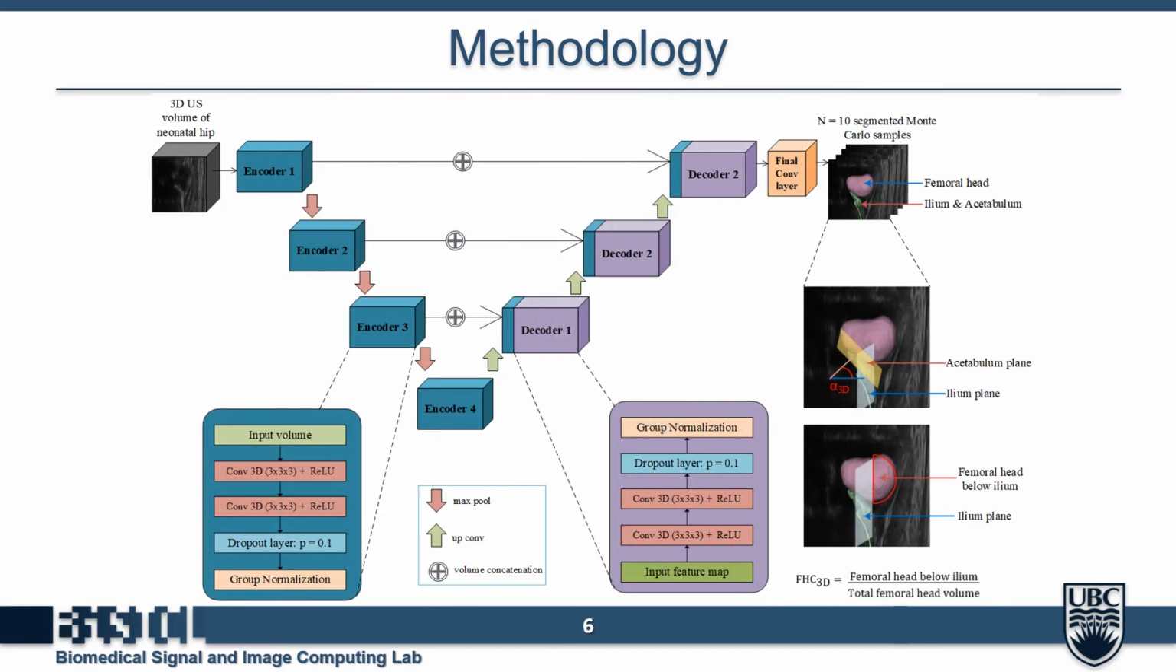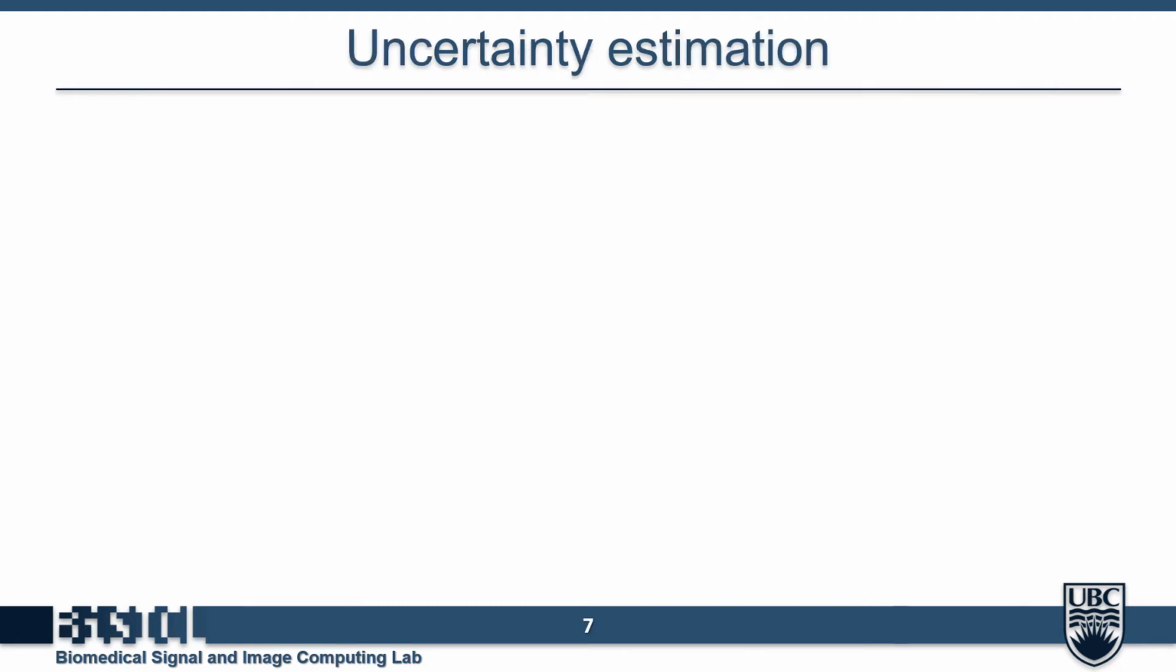We use a 3D U-Net architecture for segmenting the bone surfaces. We feed forward a 3D ultrasound volume to the U-Net architecture. We use Gal et al.'s approach of predicting the model uncertainty by enabling dropout at test time to generate the Monte Carlo samples. We extract the suitable DDH metrics, like 3D alpha and 3D femoral head coverage, from the segmented Monte Carlo samples to calculate our uncertainty measure.